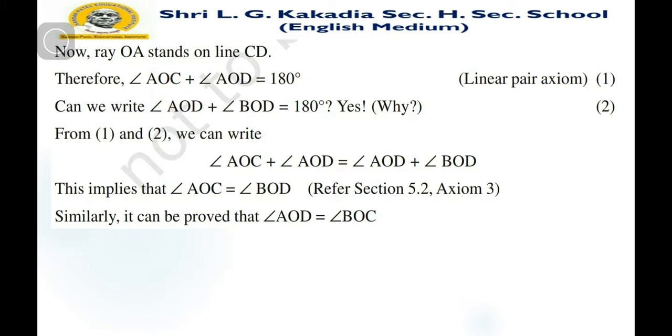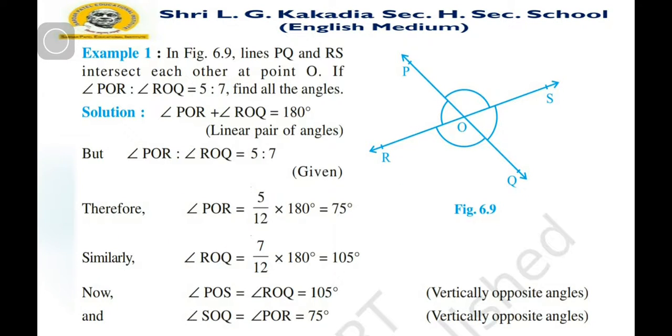Now here, given in the figure, lines PQ and RS intersect each other at point O. Then we can find two pairs of vertically opposite angles: POR and QOS, then POS and ROQ. Now here it is given that angle POR to angle ROQ is in the ratio 5:7.